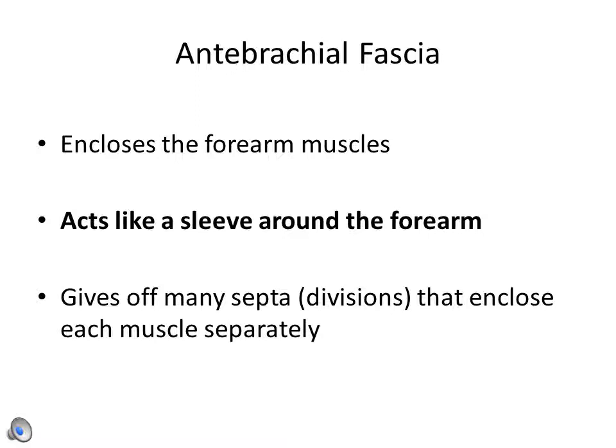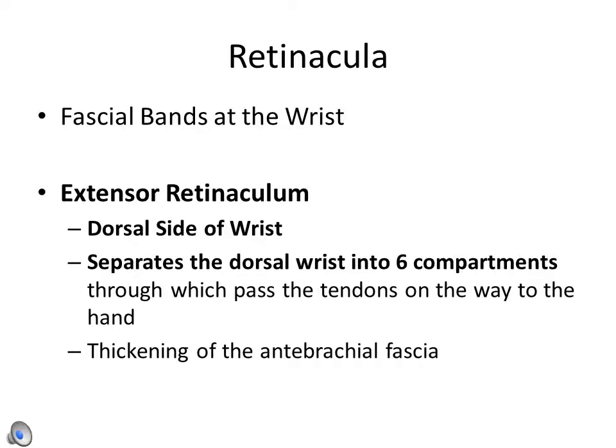is the connective tissue that encloses the forearm muscles. It acts like a sleeve around the forearm. The antebrachial fascia gives off many septa, or divisions, that enclose each forearm muscle separately. Retinacula are fascial bands at the wrist.